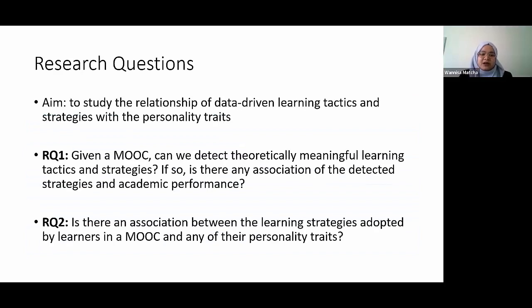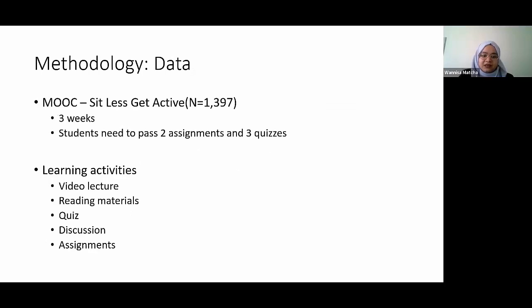As we mentioned, there is still a lack of studies exploring the relationship between data-driven learning tactics and strategies and personality traits. To achieve this goal, the first step is to be able to detect theoretically meaningful learning tactics and strategies. We also explore if there is any association between the detected learning strategies and academic performance. Secondly, we explore whether there is any association between the learning strategy adopted by the learner in a MOOC and any of the personality traits. In this study, we are using data collected from a MOOC.